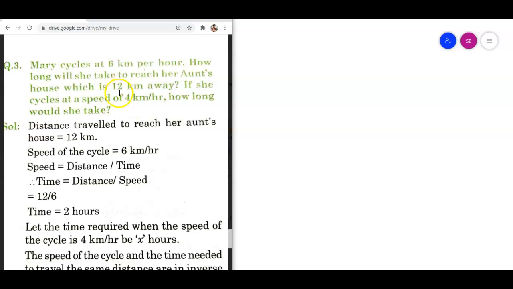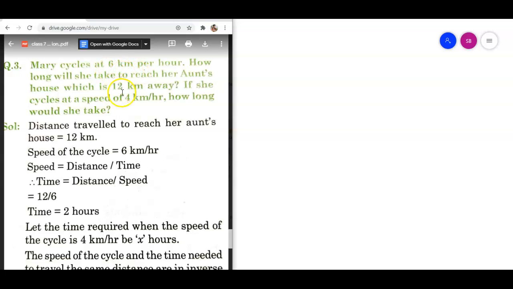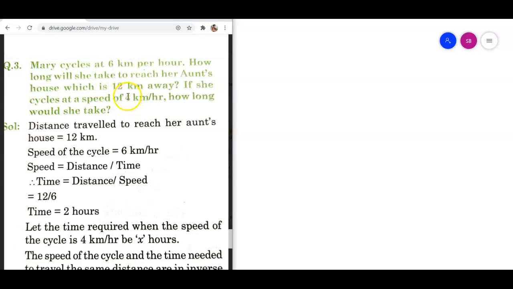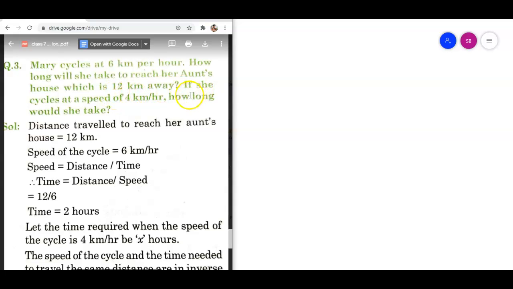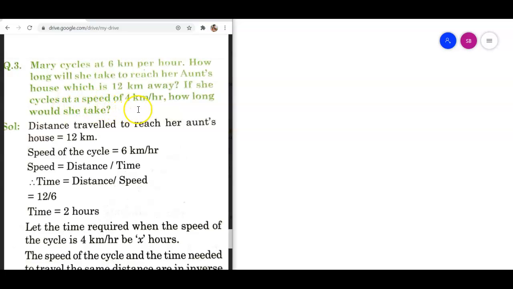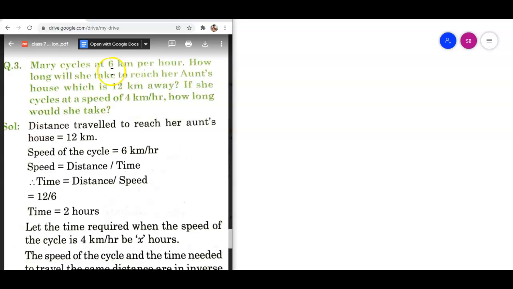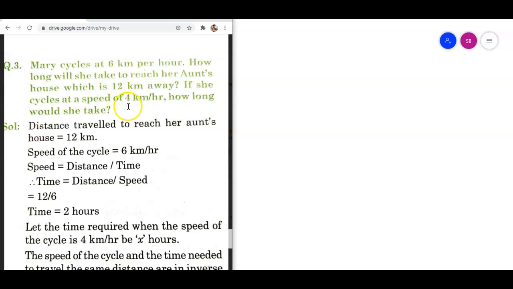So how much distance does she have to travel? She has to travel 12 kilometers, and she is traveling 6 km per hour. That means she will reach in 2 hours. Just like that we can make out. But if she cycles at a speed of 4 km per hour, that means if she reduces her speed, then how much time will she take? She will take more time, right? Because first it was 6 kilometers per hour, she took 2 hours. So now the speed is reduced by 2 kilometers per hour. Therefore, how long will she take? That we will have to find out.